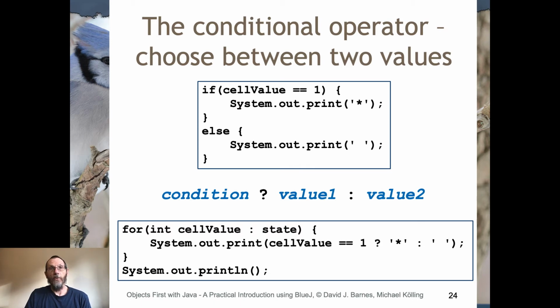In the lower piece of code, we've wrapped that within the for each loop in order to illustrate how it would be used in practice to print out the current state of an automaton. So the conditional operator is something it's worth being aware of. There are often cases where instead of writing an if-else statement, it's more concise to use the conditional operator.